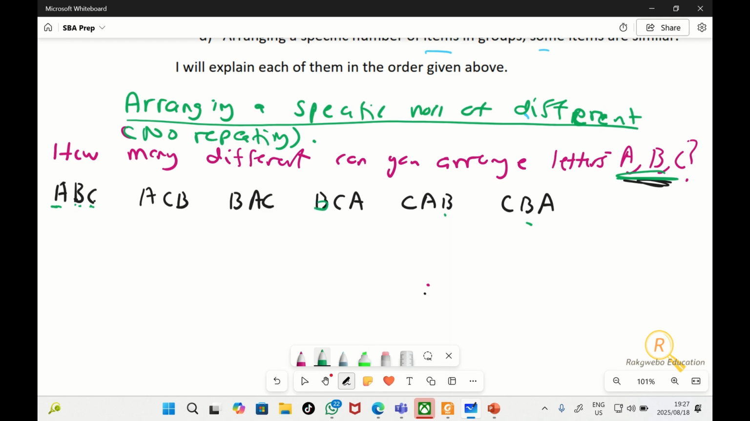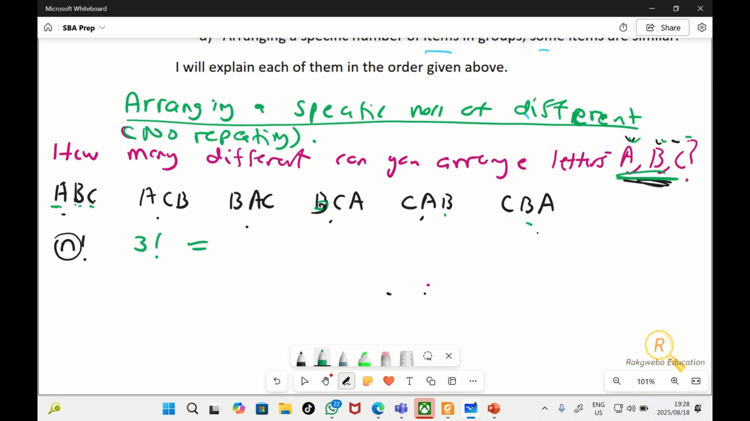So you've got the answer, 6 different combinations, 1, 2, 3, 4, 5, 6. A shortcut to this, you just go, the number of items you're given is 1, 2, 3. So you just go n factorial, where n represents the number of items given. So in this case, we have 3 items, so your answer will be 3 factorial.